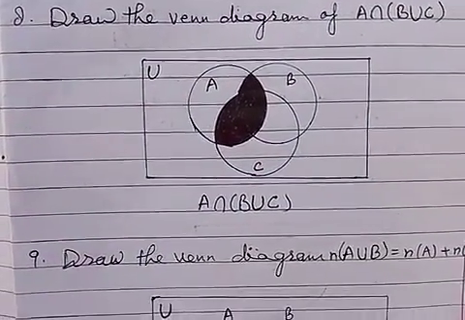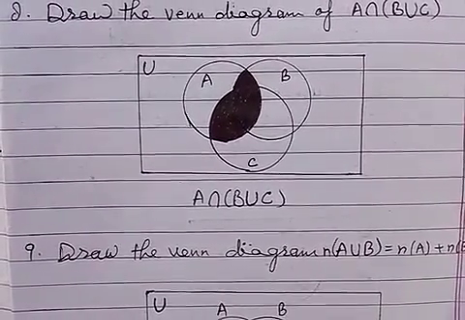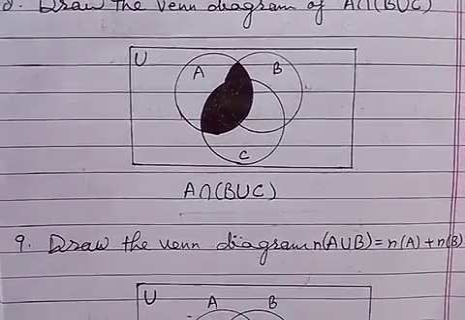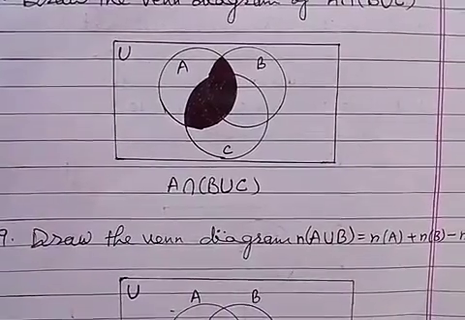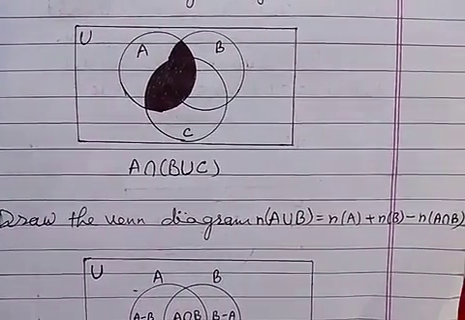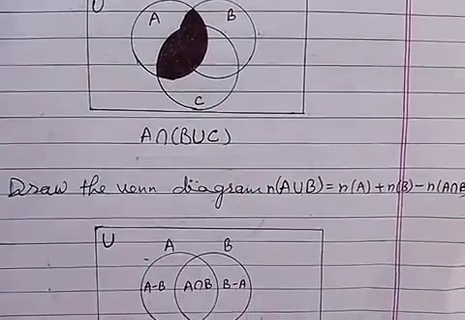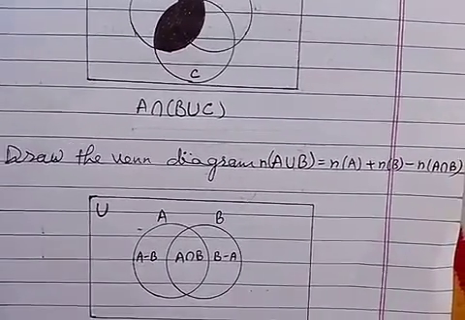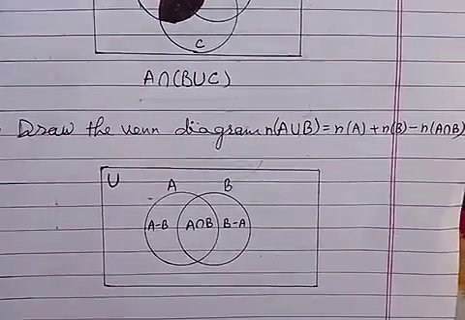Draw the Venn diagram. n(A union B) equals n(A) plus n(B) minus n(A intersection B). We can represent this property by diagram. You can see here.